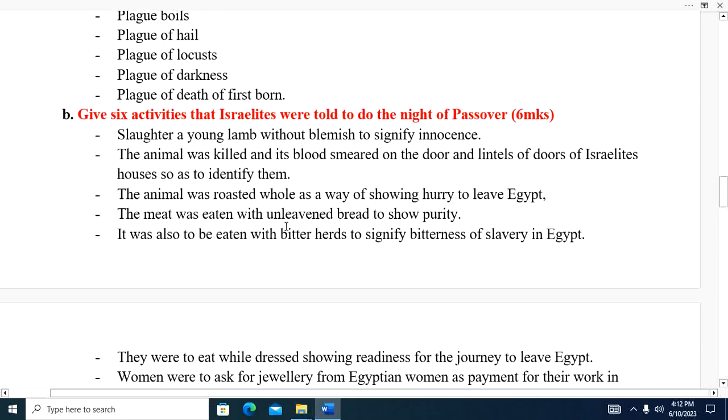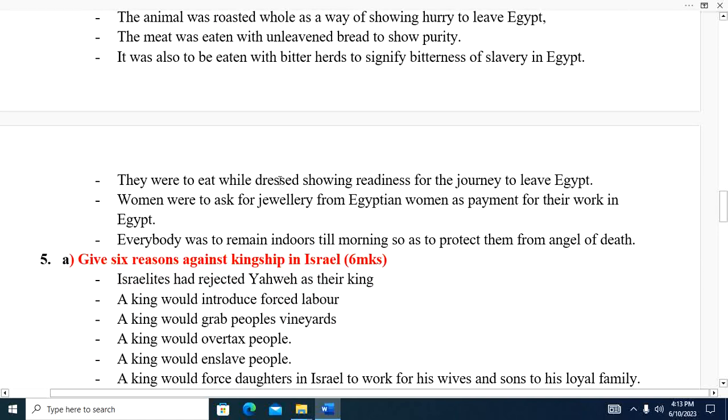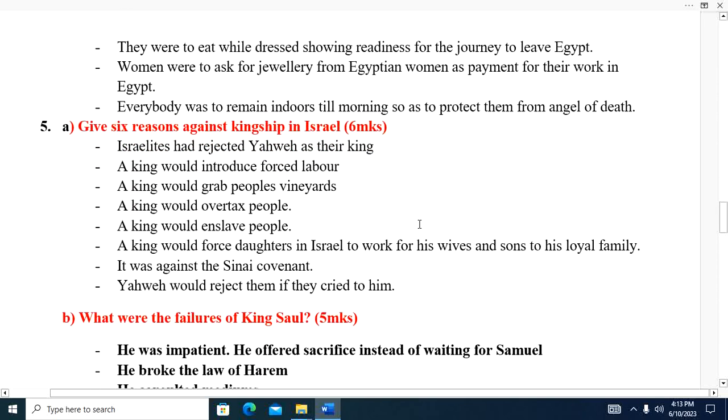Next, the animals were roasted whole as a way of showing hurry to leave Egypt. Next, the meat was eaten with unleavened bread to show purity. Next, it was also to be eaten with bitter herbs to signify the bitterness of slavery in Egypt. Next one, they were to eat while dressed, showing readiness for the journey to leave Egypt.